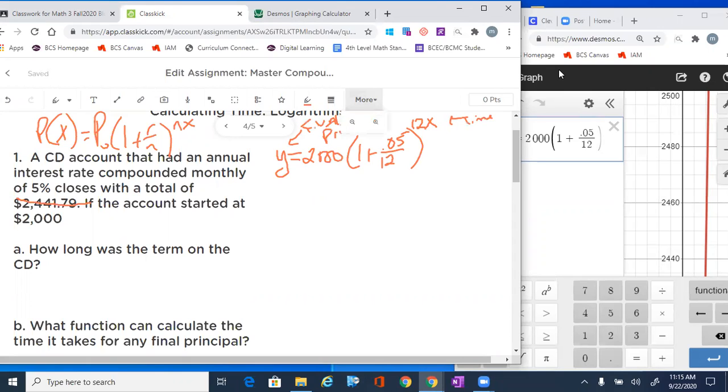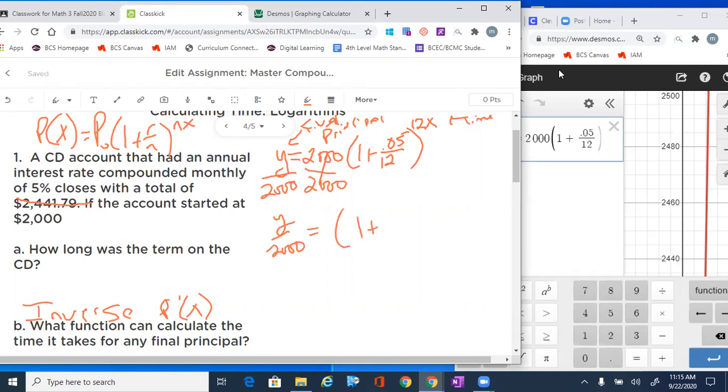And since we are going to be making a function for time, we're going to be solving for x, which means that we're actually looking for the inverse. Okay. And so we'll be writing a P inverse of x statement. So let's go ahead and do that. First thing I'm going to do is divide by 2,000. So let's get rid of that 2,000. We get y over 2,000 equals 1 plus 0.05 over 12 to the 12x.